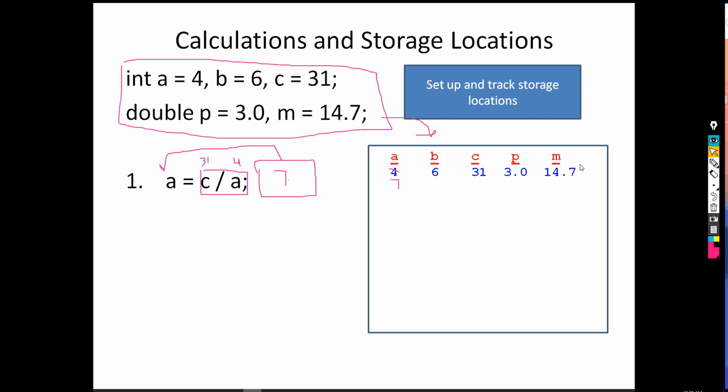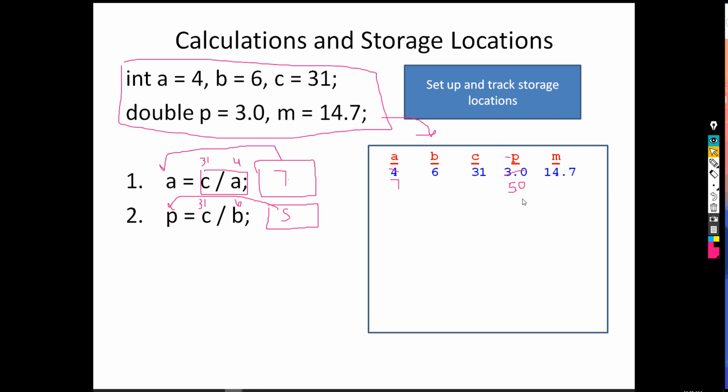Now we go to the next one, and we go P is assigned the result of C divided by B. Well, C is 31 and B is 6. And the result of that is 5, because an int divided by an int has to be an int. Now it's going to take that 5 and try to store it in P. Well, P is a double. And so it's going to store it all right, but it has to obey the data type as we talked about in the previous slide. So it's going to store it as 5.0.